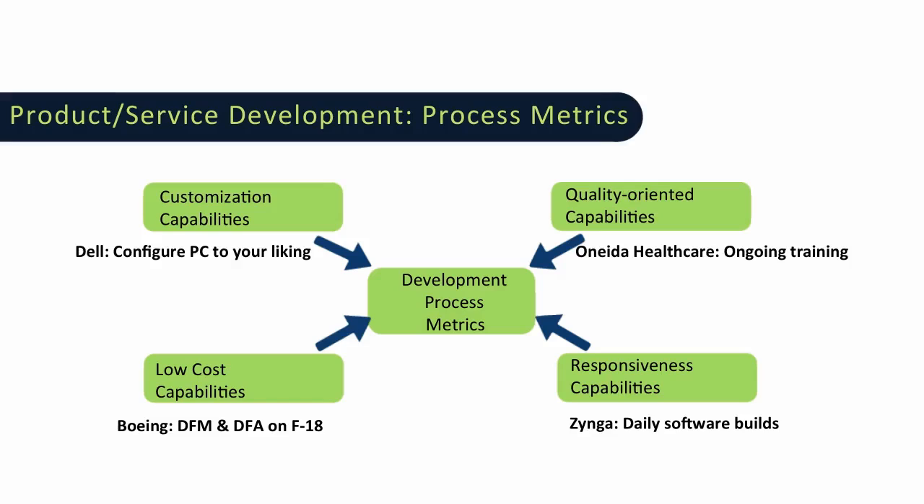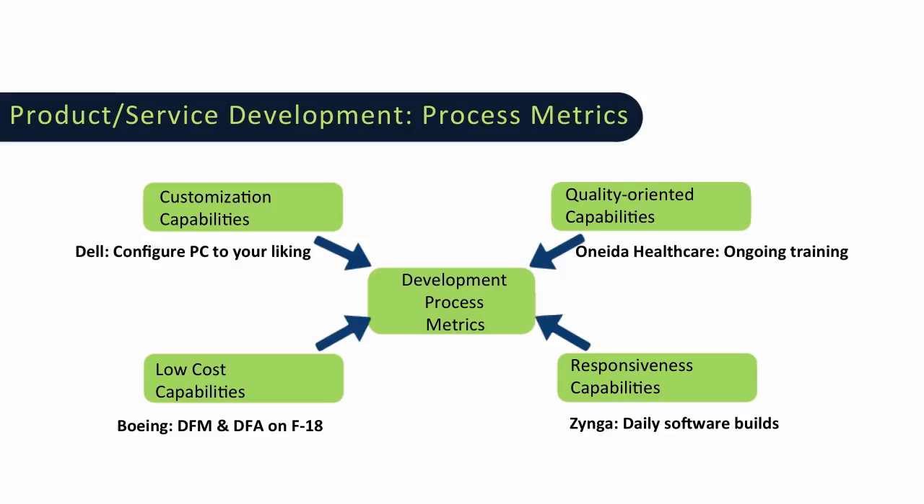Quality-oriented development capabilities ensure that companies produce high-quality products and services. For example, Oneida Healthcare conducts ongoing training for surgical staff so they can deliver top-quality healthcare. Quality-oriented development capabilities include certifications and training, employee involvement, quality assurance, and personnel recruiting to ensure high quality.